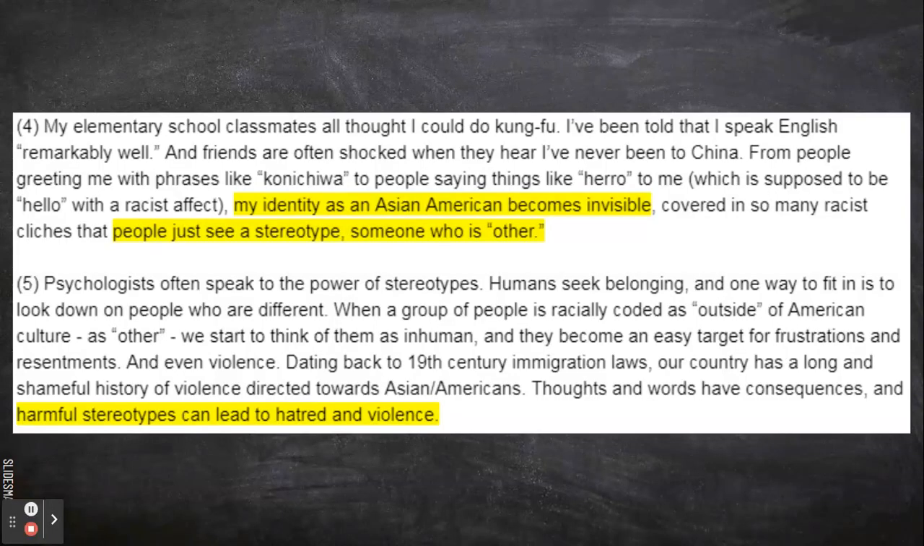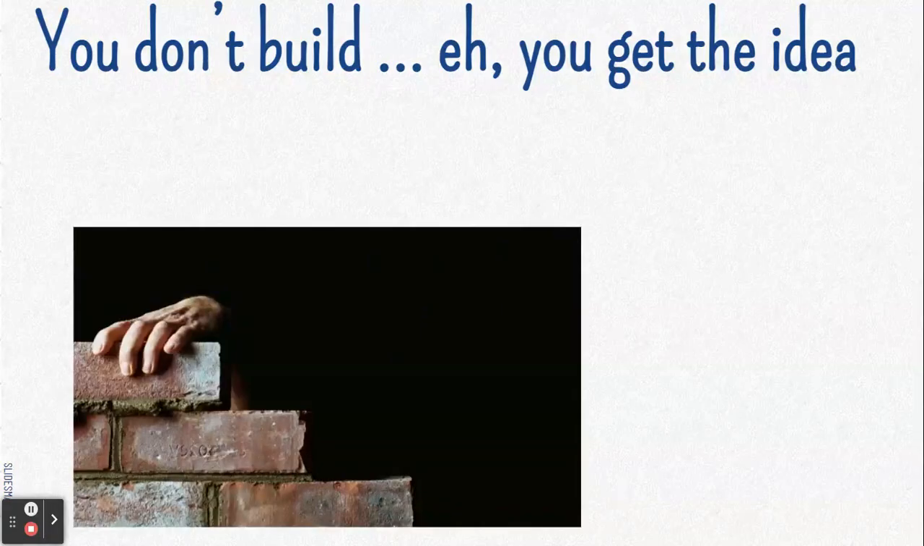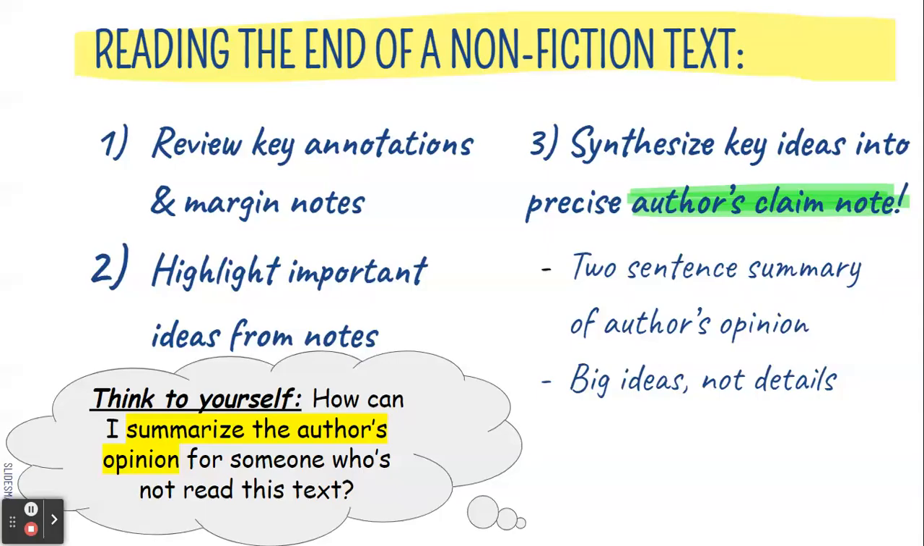Okay? And as I read, I find some main ideas that I track. Notice how I don't highlight or underline a lot, just the big ideas. I found one based off paragraphs 4 and 5, a big idea about stereotypes connected to the topic. And then I come to my author's claim note.